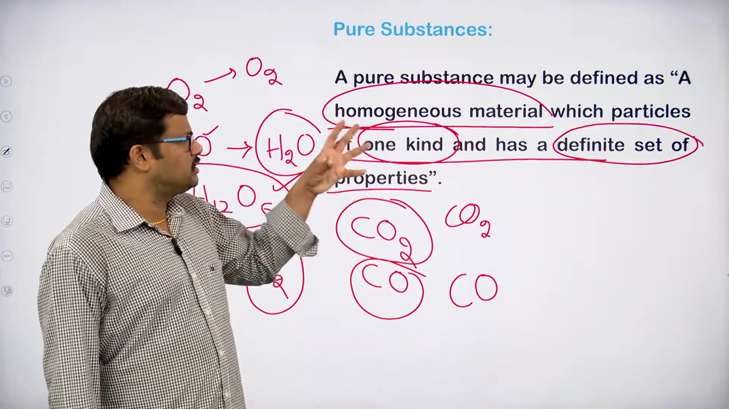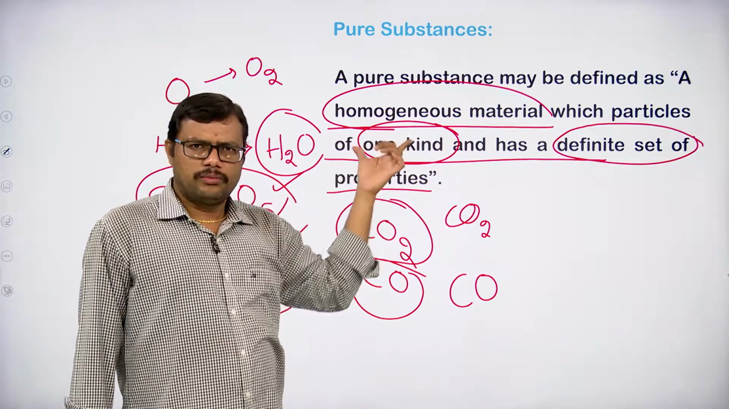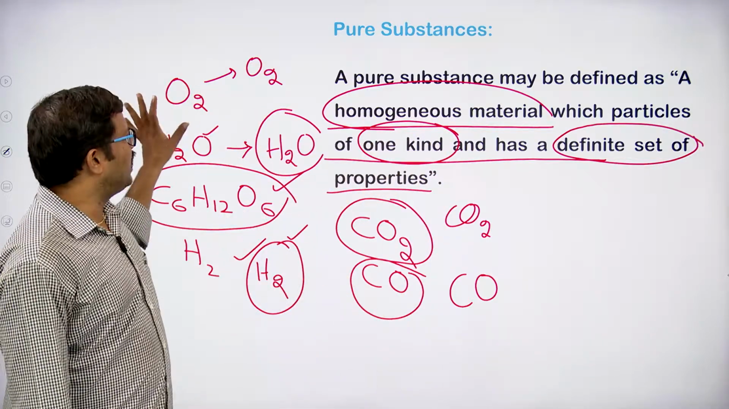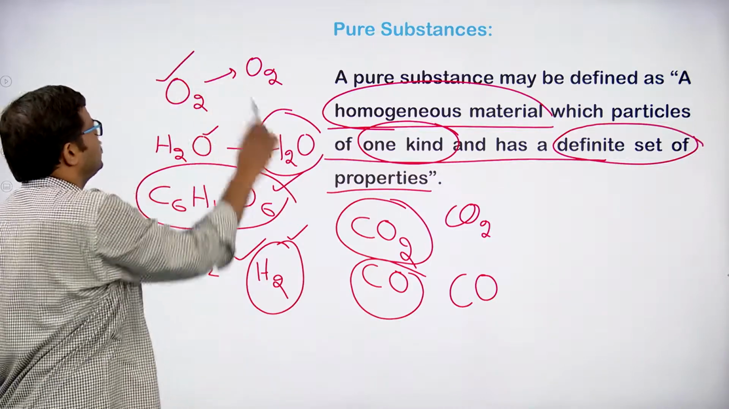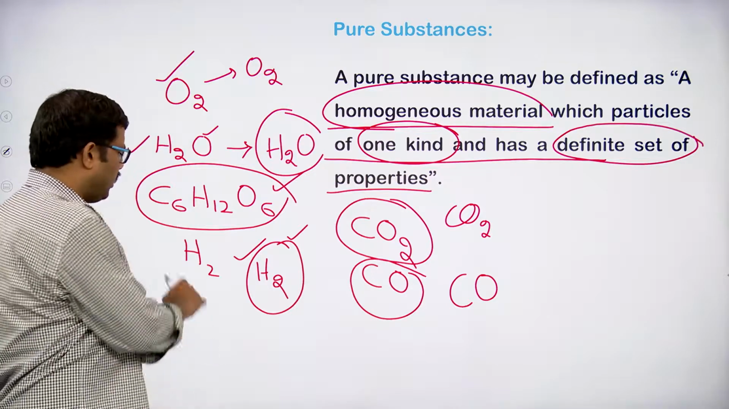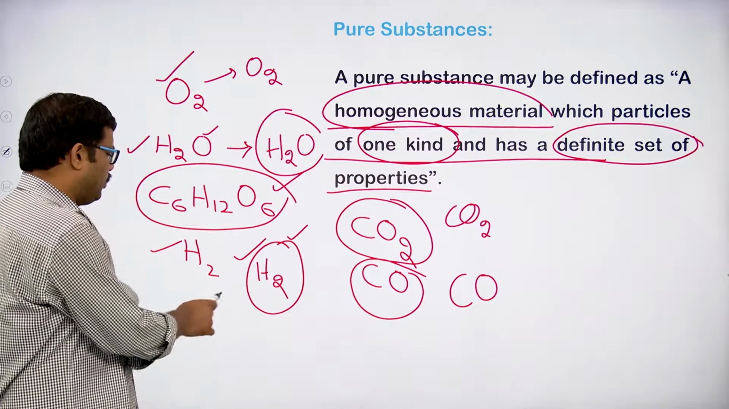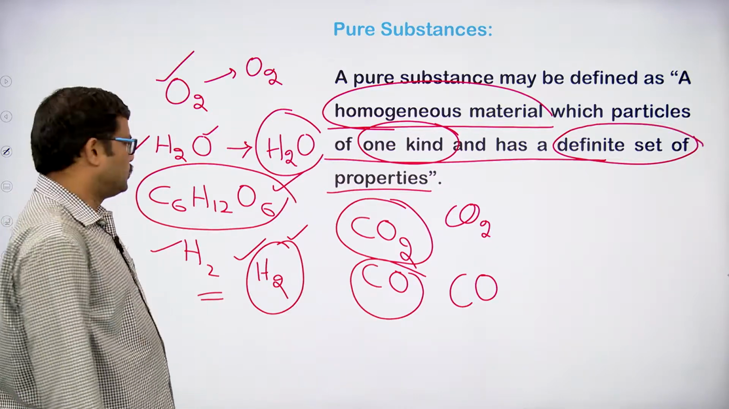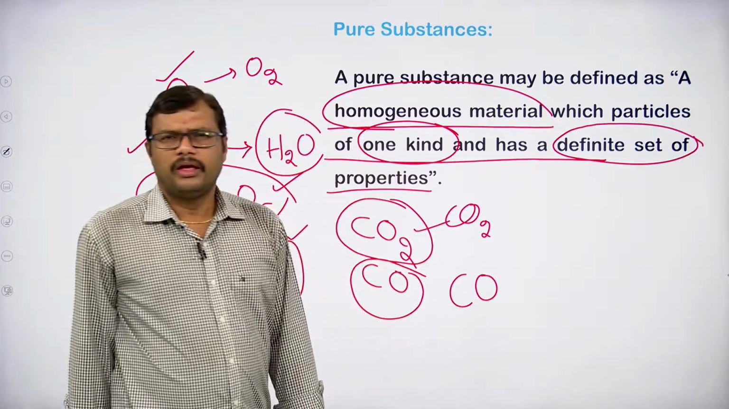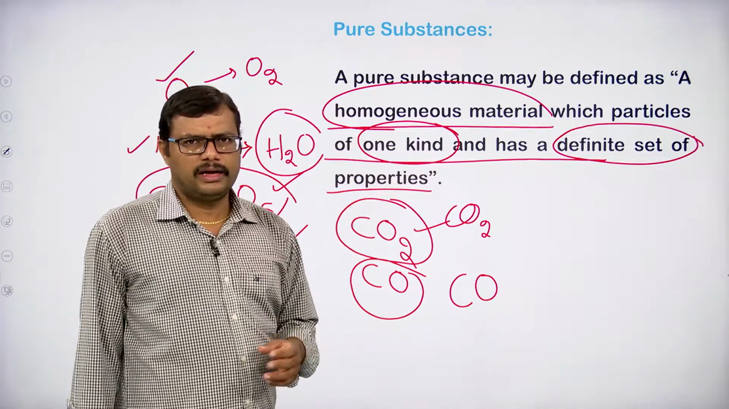So a pure substance is generally categorized as a homogeneous material which has particles of one kind and it will have a definite set of properties. So the properties will also have a definite set. For example, oxygen is used for respiration, water for drinking purposes, hydrogen for the preparation of water, or it can be used as an energy source, okay. Carbon dioxide is used by the plants. So the properties will be fixed for this particular chemical substance.